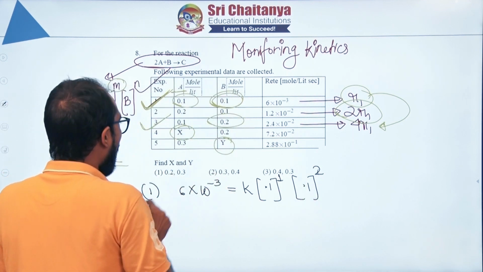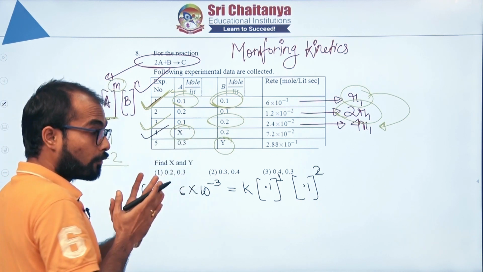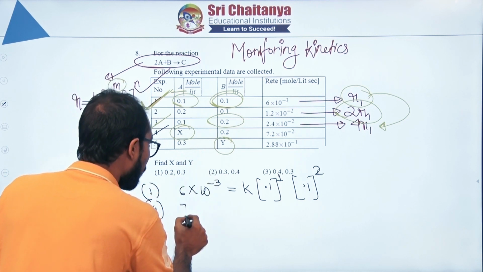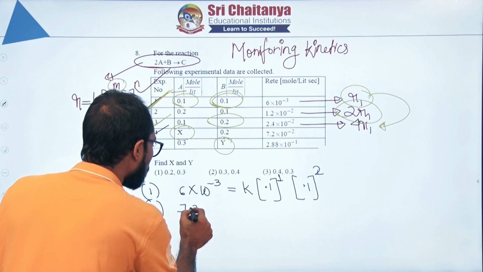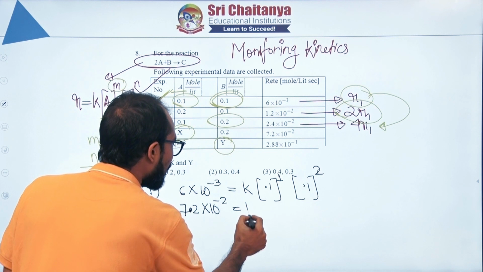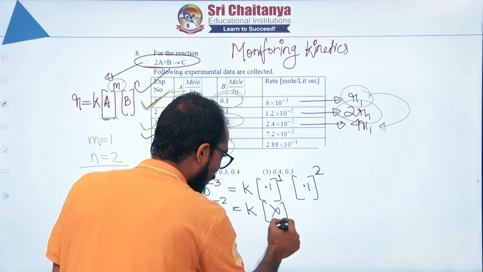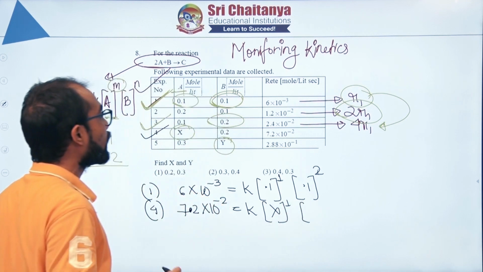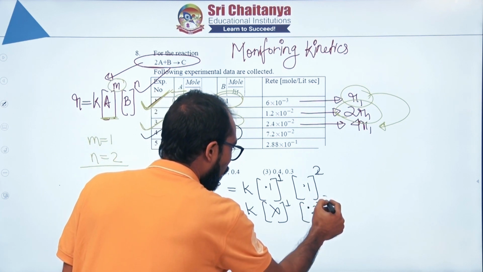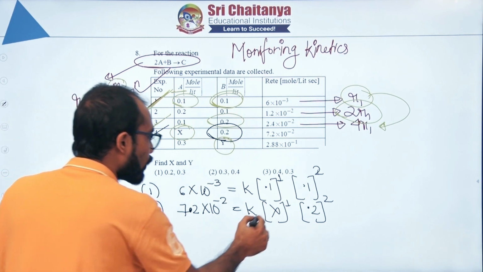Now, what I will do, I will use this information and try to write down the same for this fourth information. This fourth information is going to give me what? 7.2 into 10 to the power minus 2, and this is the same as K. Now, what is the concentration of A? That is X. We need to find this X, right? And what is the concentration of B? It is this particular value, that is 0.2, and we will put a 2 here, right? Now, we simply divide them, and that's how we are going to get X.